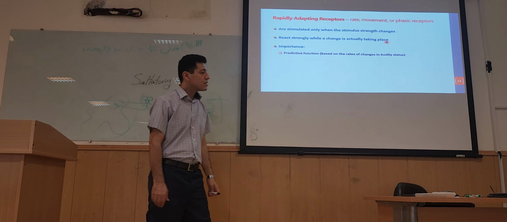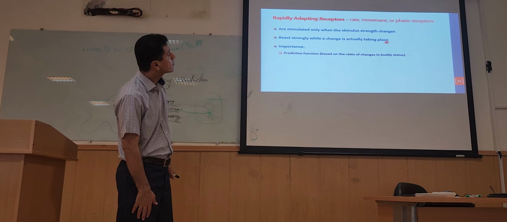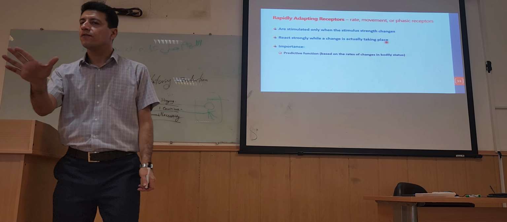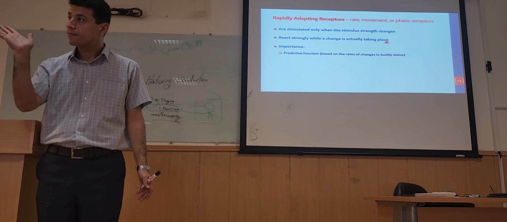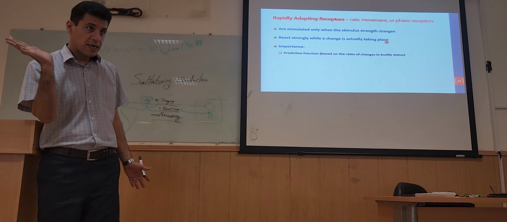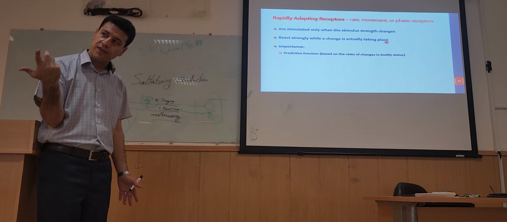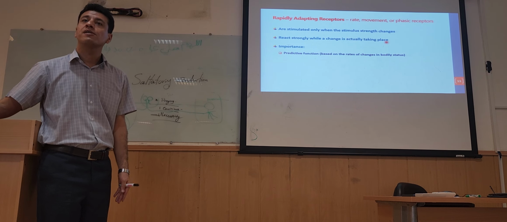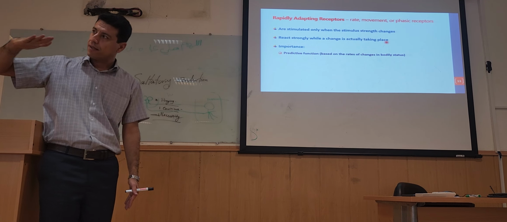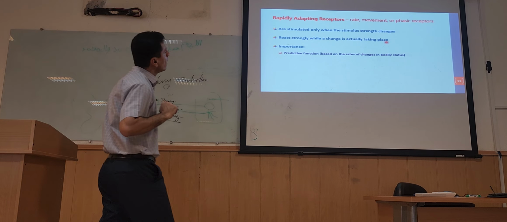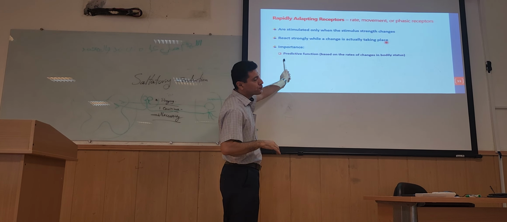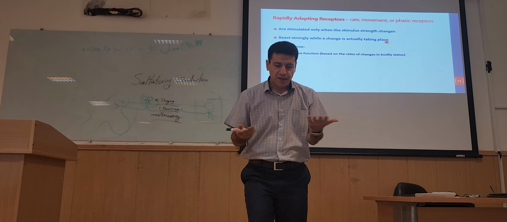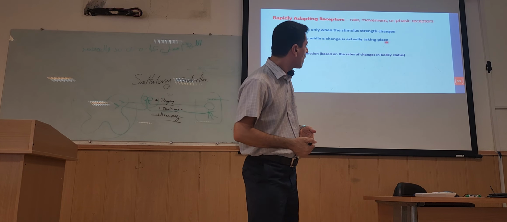But rapidly adapting receptors are also called rate receptors, or phasic receptors. They are stimulated only at the beginning of the stimulation, when we have a real change in the stimulation, right? So they are more sensitive to change of the stimulation, not the constant stimulation. But the slowly adapting receptors are more sensitive to constant stimulation, and they are important for prediction of the future of the sensation. Okay?